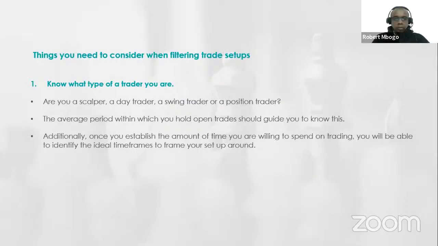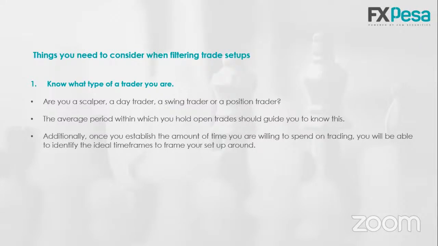So these are the things that you need to put into consideration when you're filtering your trade setups. The first thing is to know what type of a trader you are. There are many types of traders. We have a scalper. A scalper is a trader who would enter into trades, hoping to hold those trades for a very short period of time.